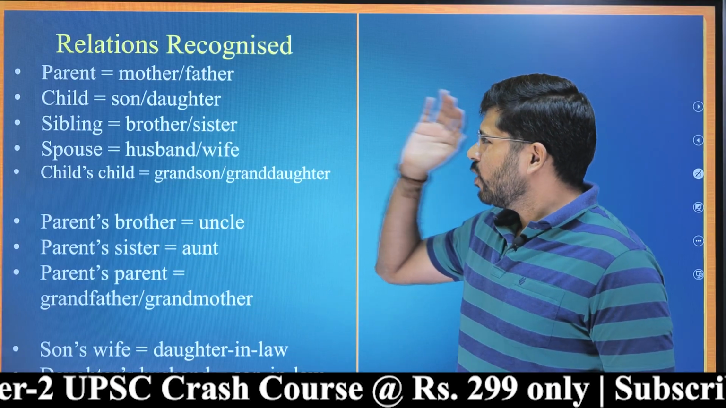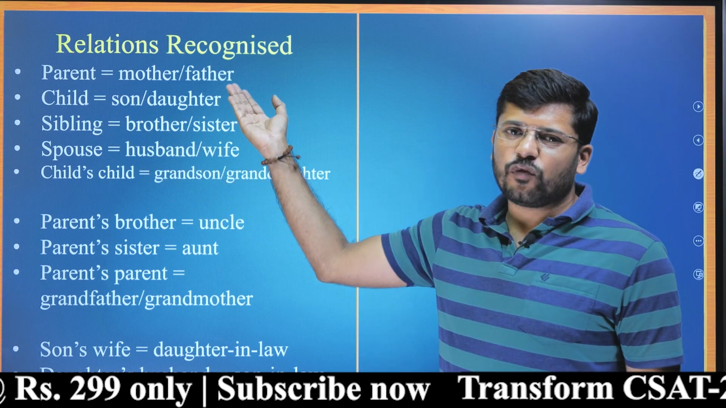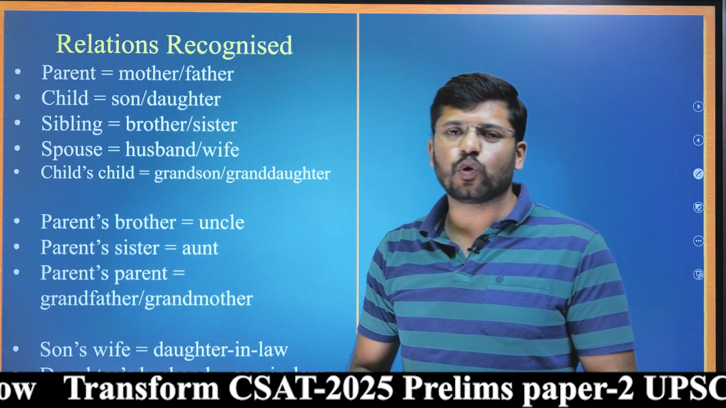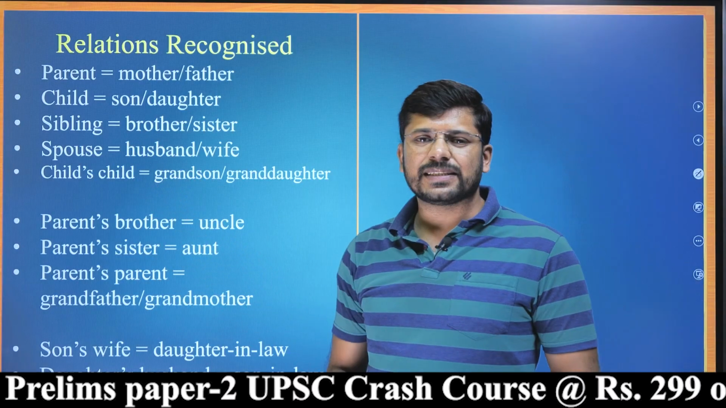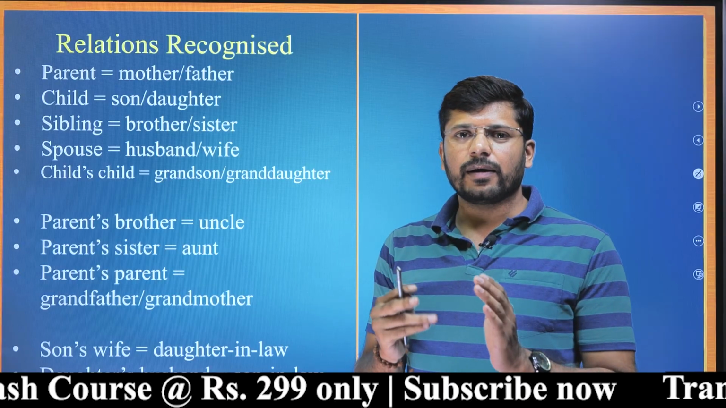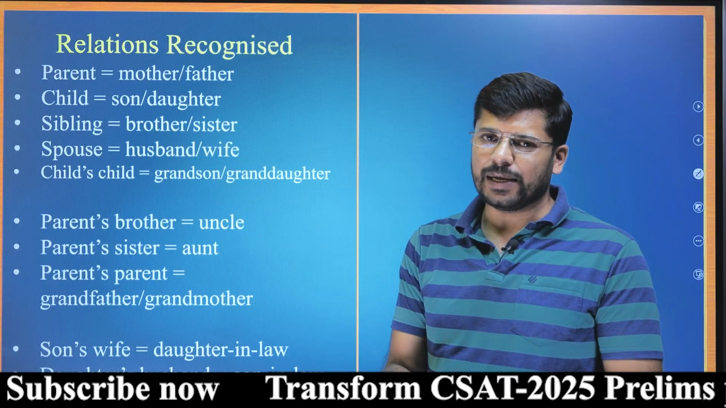So what are they? 1, parent. Who is a parent? A parent can be a mother or father. And a child, who can be a child? A child can be a son or a daughter. Then sibling. Who is a sibling? A brother or a sister. A word that encompasses both brother and sister is sibling.